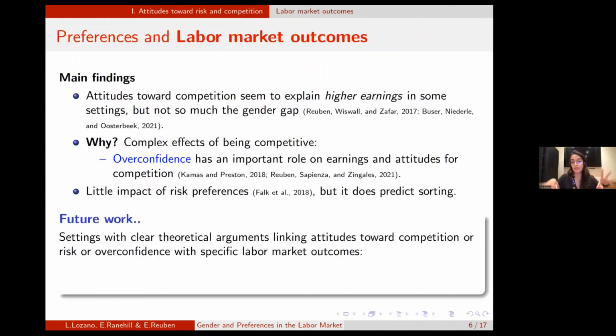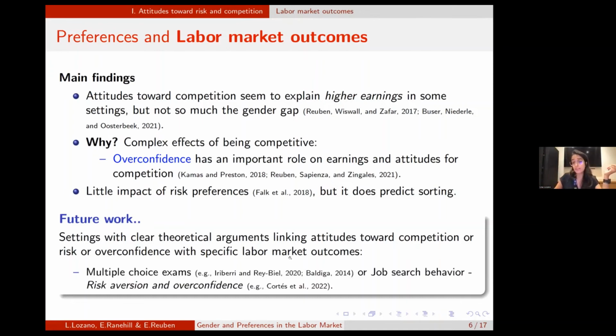Now, taking together a bit of what I just mentioned about these educational and labor market outcomes, one of the messages of this literature is that it seems quite important to set clear theoretical arguments linking attitudes towards competition, risk, and overconfidence with specific labor markets. And this is something that is sometimes missing in this literature, that it is not so clear why in the first place competition should explain earnings or should explain selection into certain types of jobs.